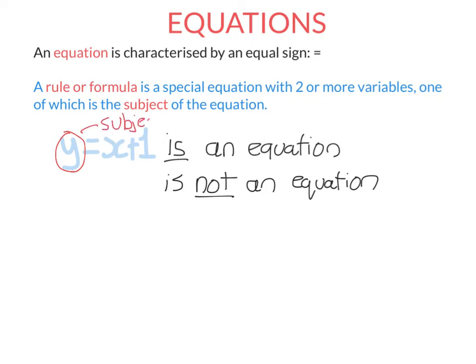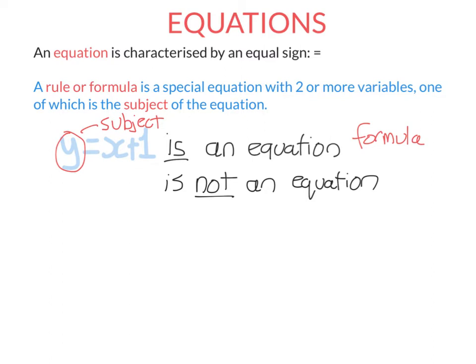So, y equals x plus 1 is an equation because of the equal sign, but it's also a formula because it has more than one variable. It has two variables or two pronumerals, and one of those variables is the subject of the equation.